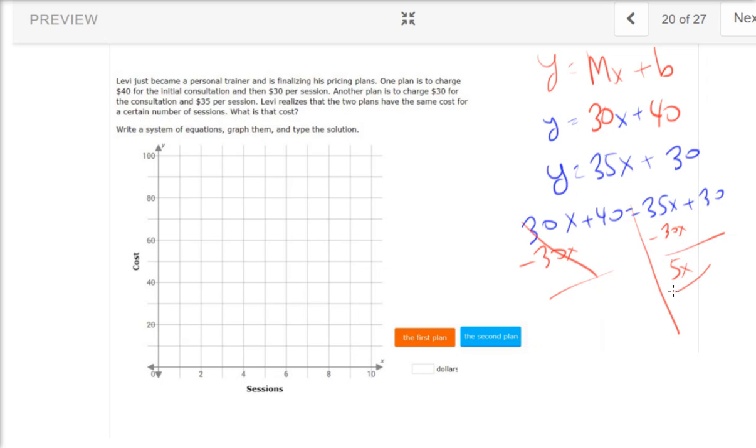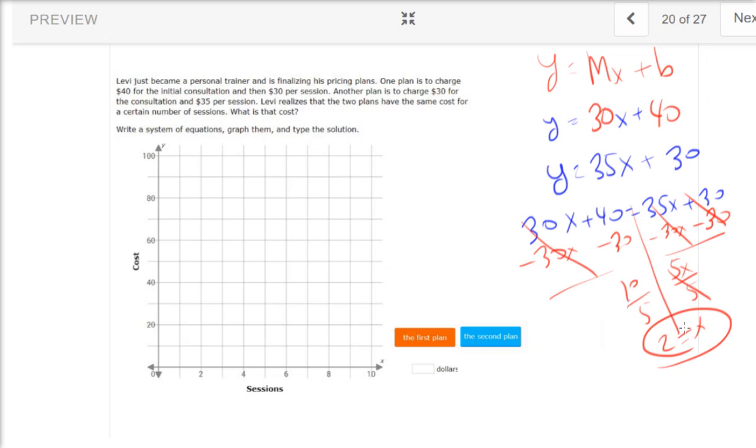I don't want to solve for 5x plus 30, it's just x. So I'm going to subtract 30 from the right and 30 from the left. That goes away, and this is just 5x. And 40 minus 30 is 10. I'm solving for x, not 5x, so I'm going to divide by 5, and x is equal to 2.